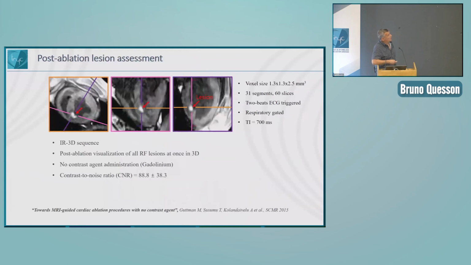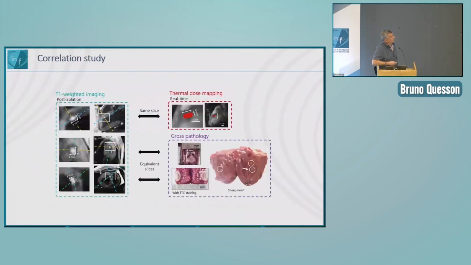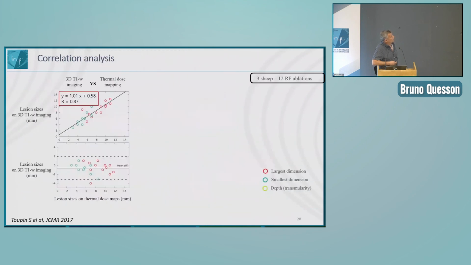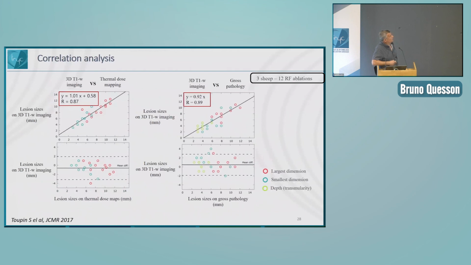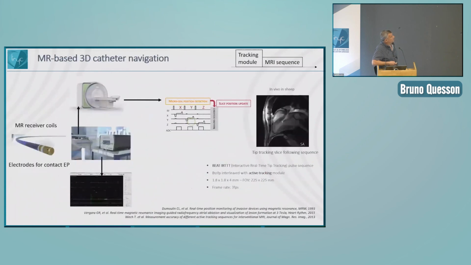You can also use MR after the treatment to visualize the lesion. What's important here is to see the core of the lesion and the edema surrounding that appears as a hypo signal. So this can be done with the standard inversion recovery sequence without injection of contrast agents by adjusting the inversion time. So again, what we show is that we have an excellent correlation between the size that we measure on the thermal dose images and the size of the actual lesion.